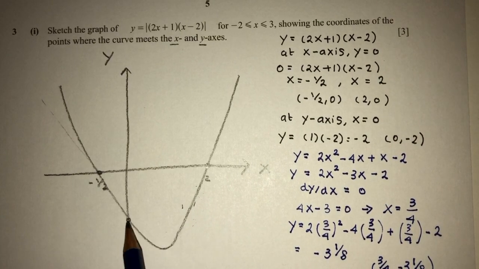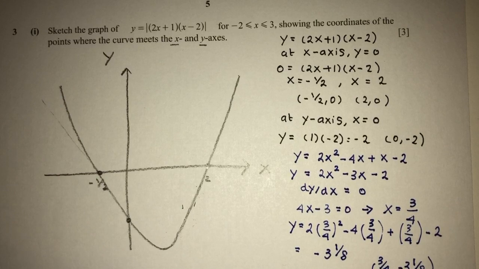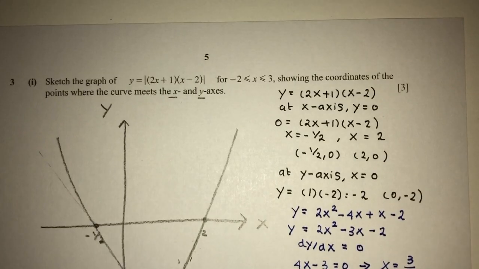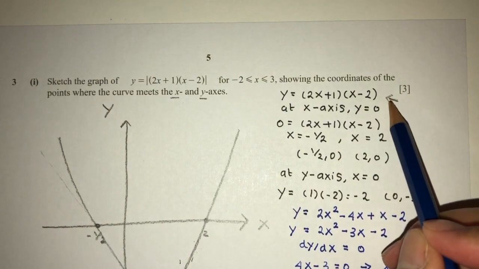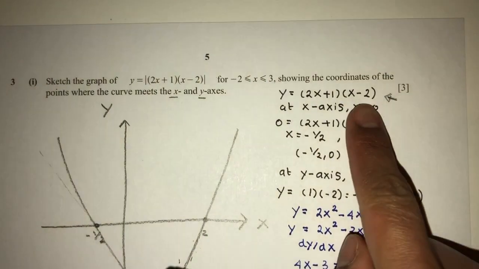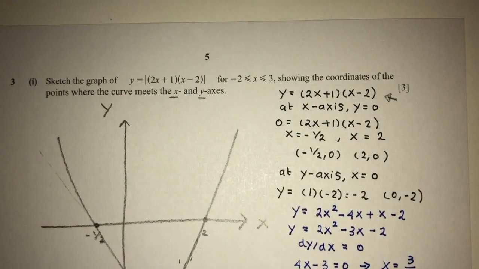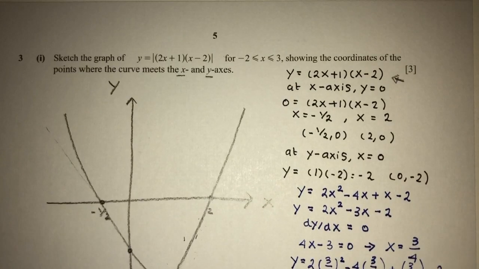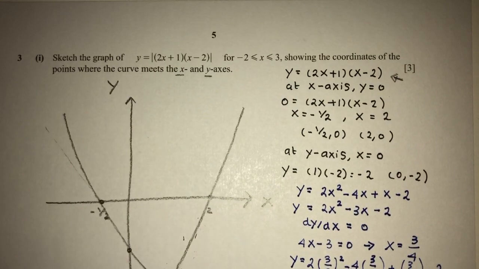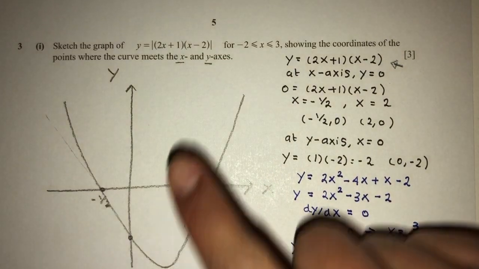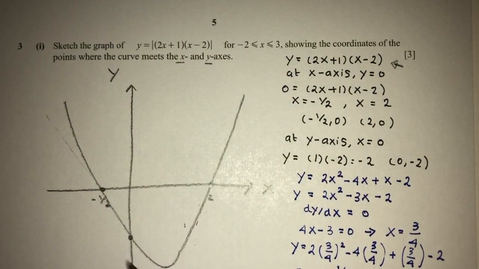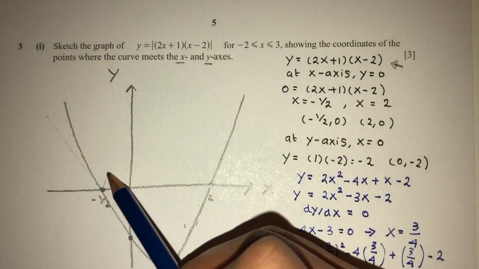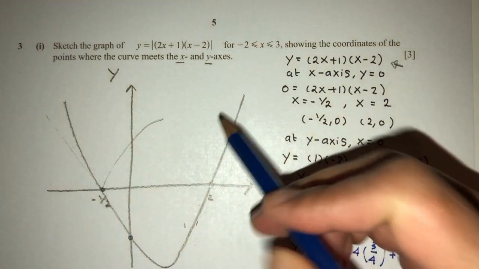Now, what is the meaning of modulus? Now we have to understand. This is the graph of this one, but we are not trying to find this, obviously. We're trying to find the modulus graph. So the idea here is that everything below the x-axis, which is negative, will be reflected on top. So anything here will be reflected on top. That's the idea.